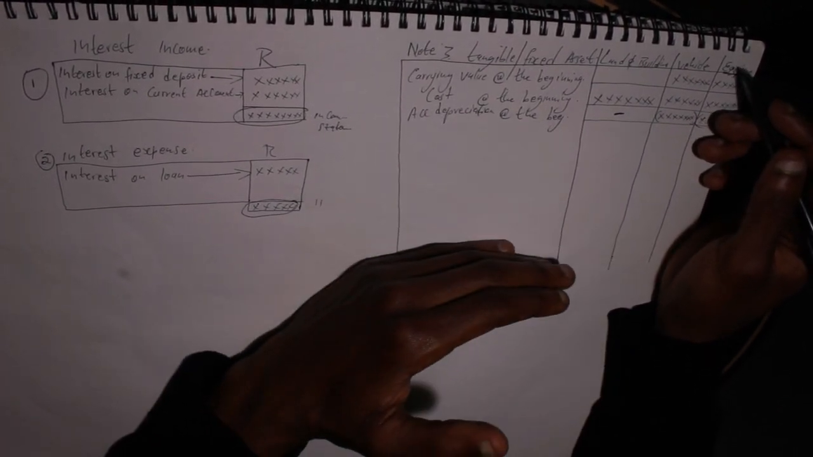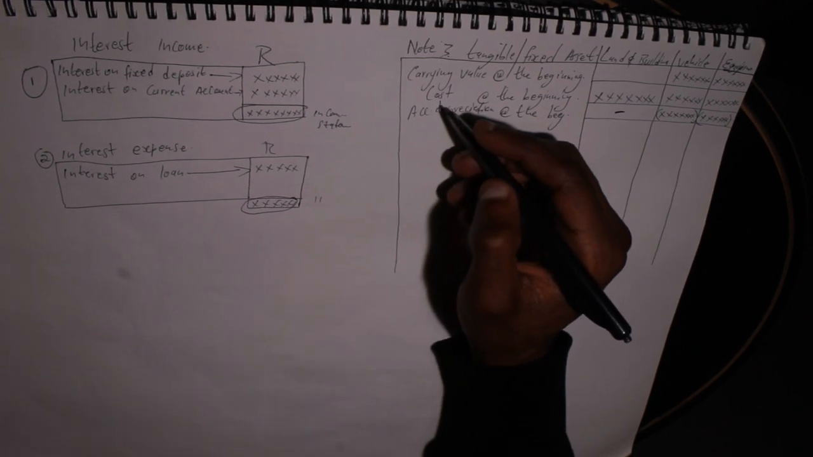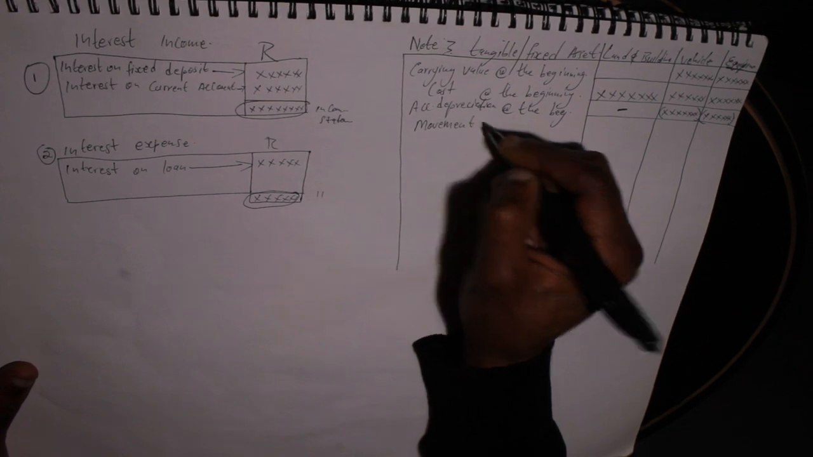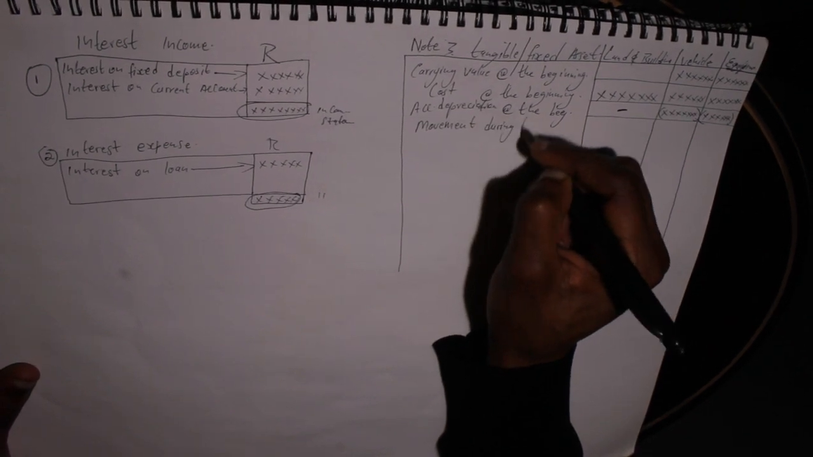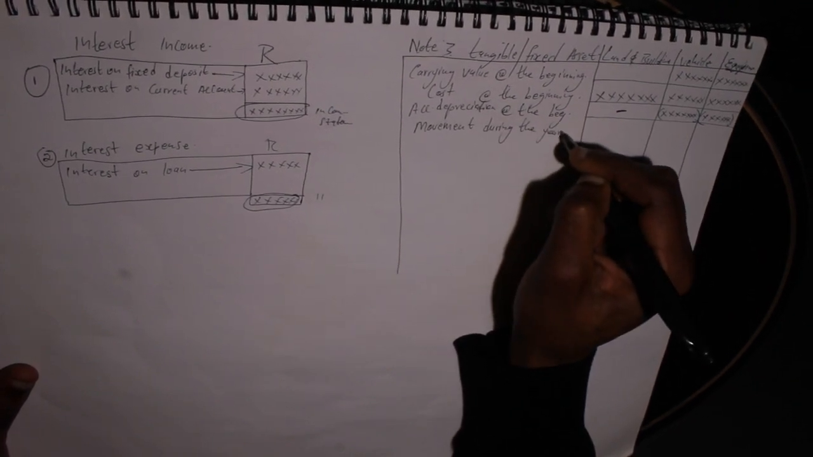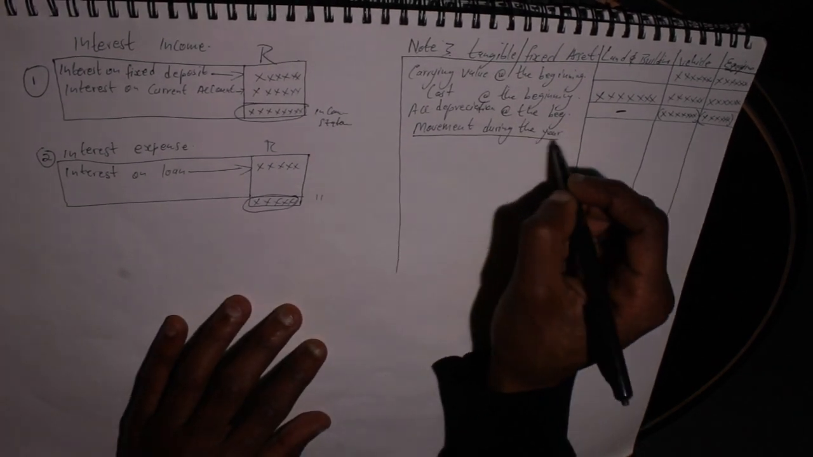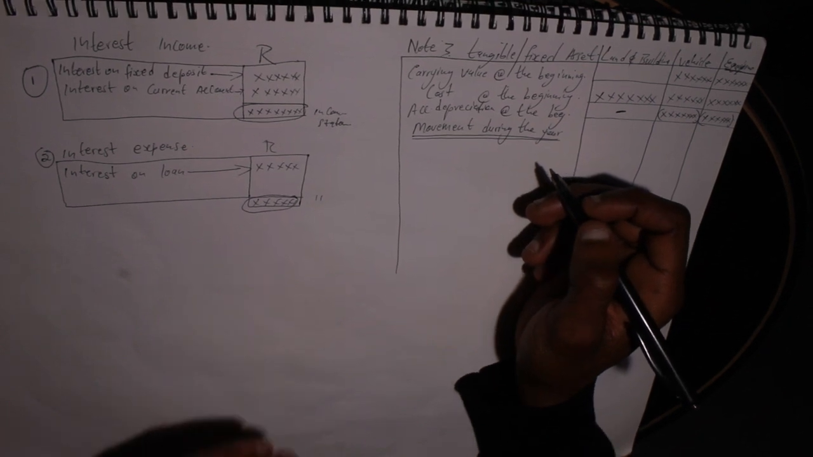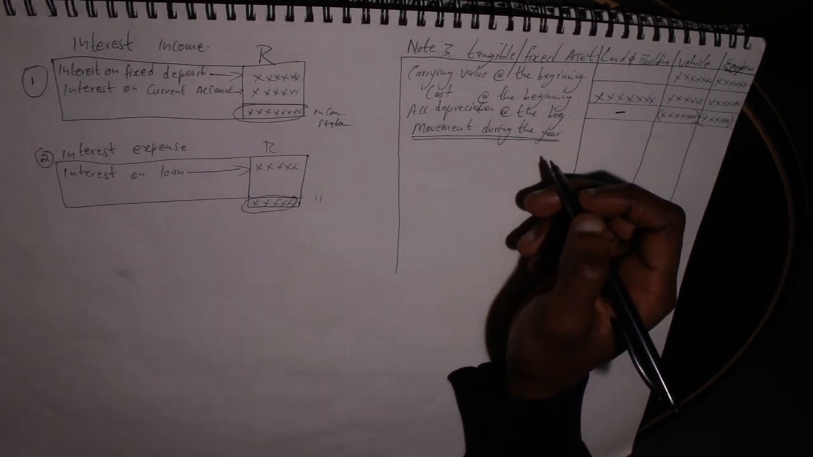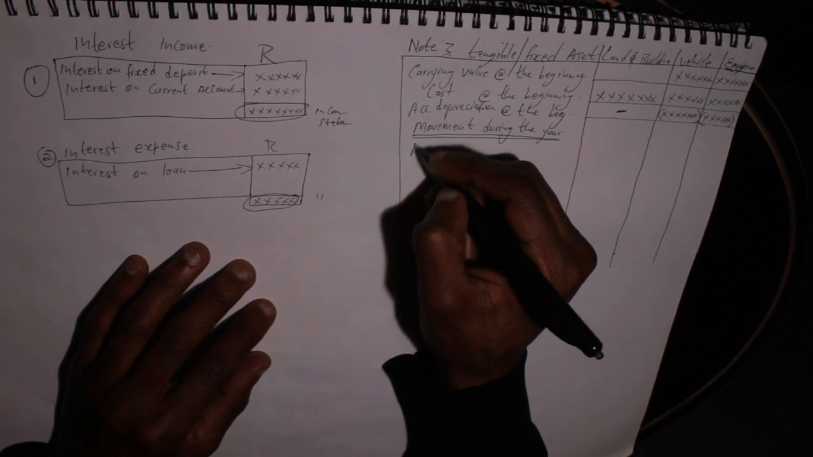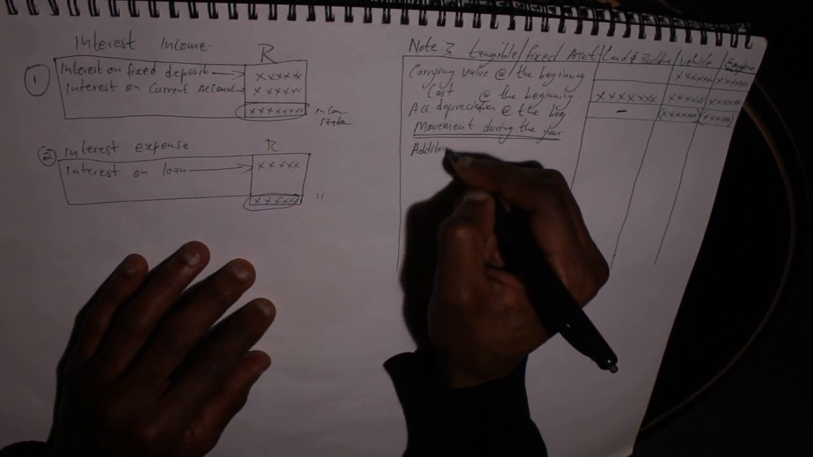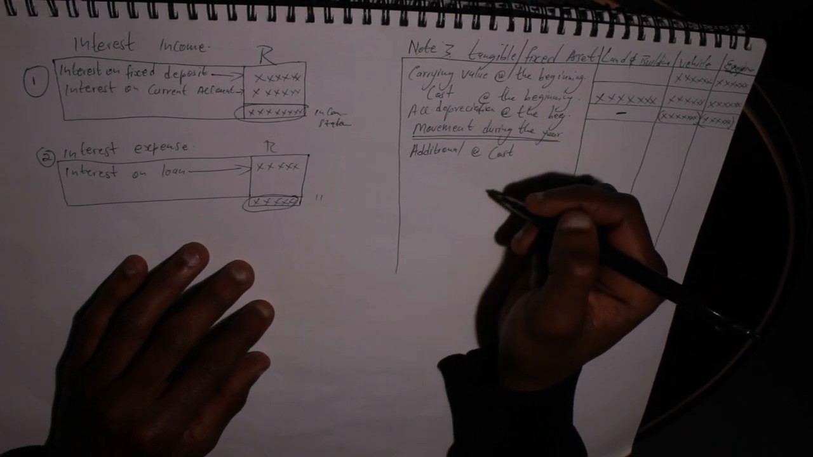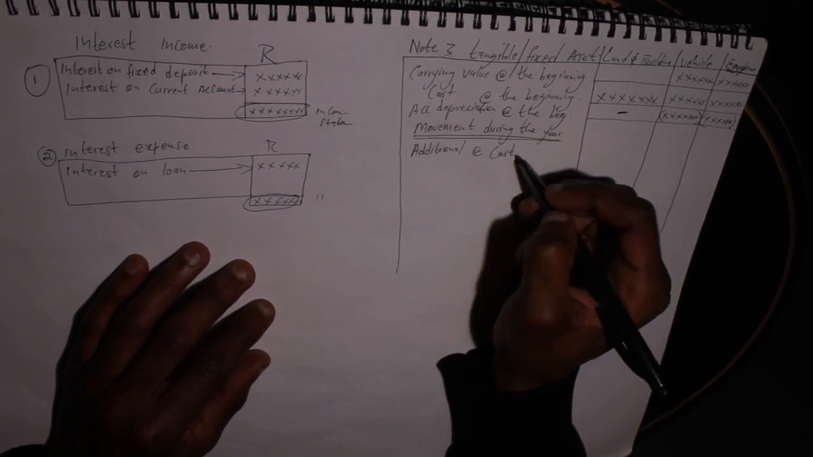Now, the following item is movement during the year. Let me just underline this to show that we are now tapping into what actually took place during the year. So what can happen during the year? Number one, we can have additional at cost.